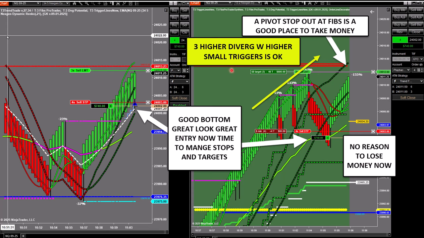The other thing that I put in this chart for you is something that scares everybody to death, and again, when you go back and read through our documentation, you'll see that there's no reason to be scared. If you get higher divergences with the small triggers continuing up, people will count 1, 2, 3. And it's not really 1, 2, 3 if the small triggers continue to make new highs. It's just 1. This is 1, as far as a count goes.